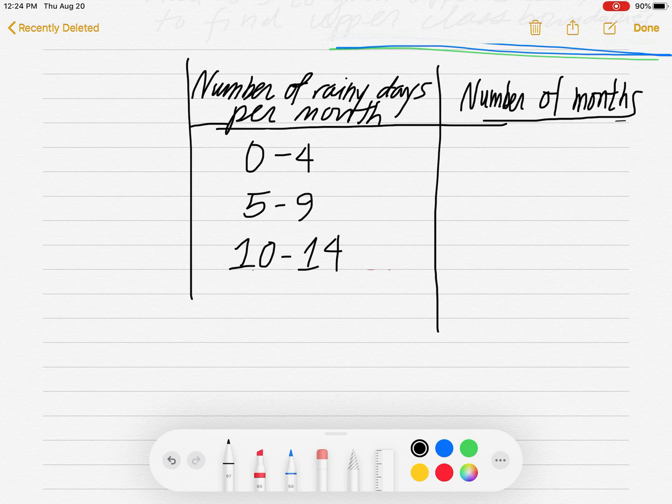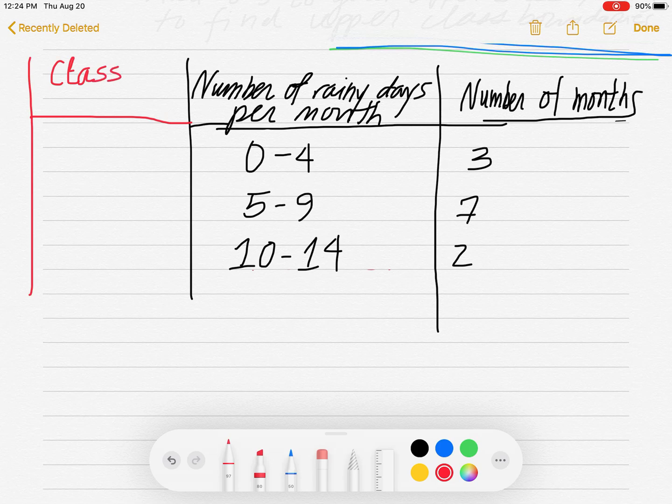0 to 4, 5 to 9, 10 to 14. Those are limits. Lower limits are 0, 5, and 10. Upper limits are 4, 9, and 14. And we had 3 months with 0 to 4 rainy days, 7 months with 5 to 9 rainy days, and 2 months with 10 to 14 rainy days. So what I want to do is construct a column. And in this column on the left, we're going to have the class boundaries. So rather than having class limits, we're going to have class boundaries.